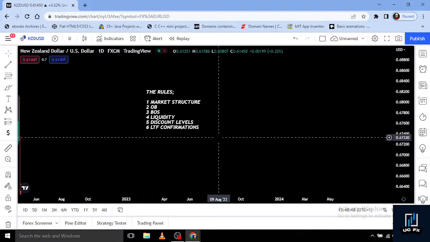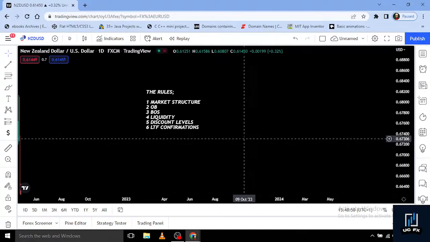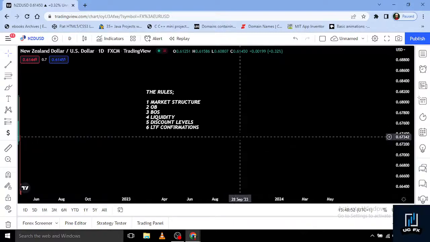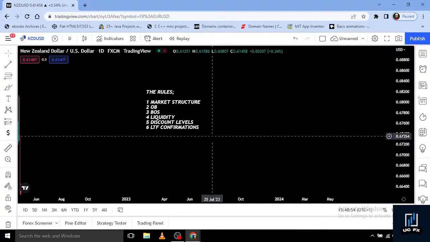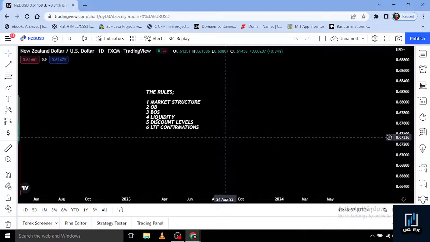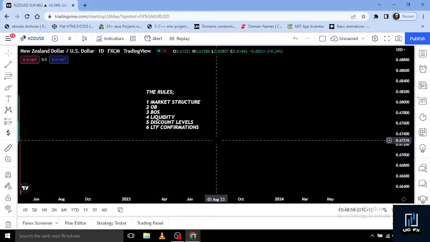But in case you already know much about the smart money concept, let's continue with our video. The first rule that we have here is the market structure. Before you start taking trades, you need to know what the market is saying. You need to check out the market structure.